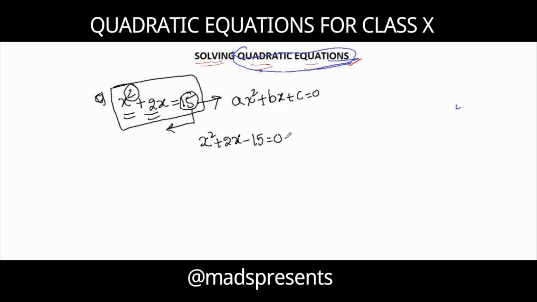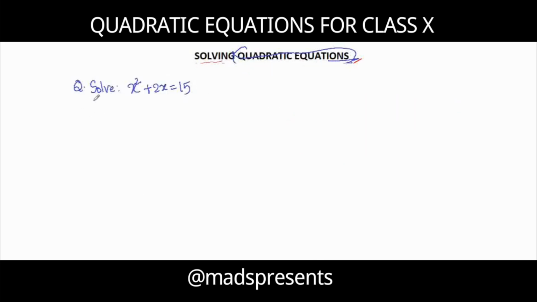So now we can solve this quadratic equation in two different ways: one is splitting the middle term, another one is the quadratic formula. Now I'm going to explain both methods simultaneously. The question is x² + 2x = 15, solve. First arrange in order: x² + 2x, and 15 coming inside becomes −15, equal to 0. Now it is a quadratic equation in perfect order.